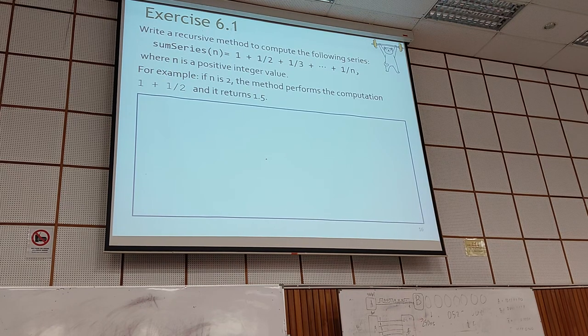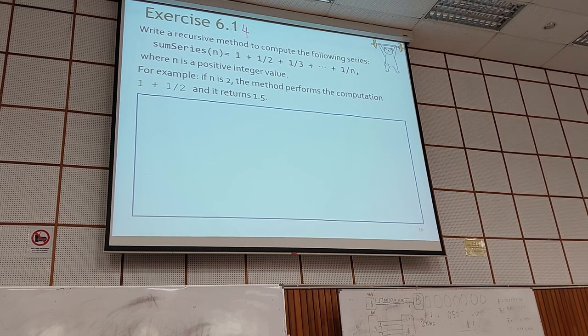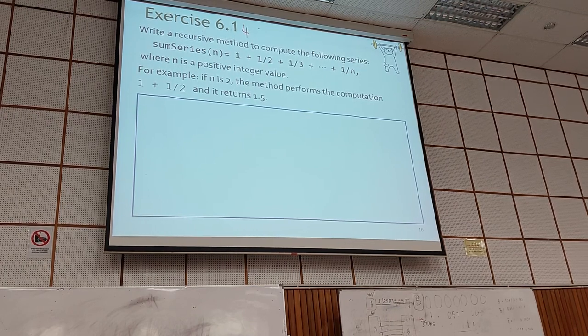Okay, how do you write a recursive method for this? Let's say I have n value as 4. Okay? N value of 4. So we have 1 plus 1 over 2 plus 1 over 3 plus 1 over 4. Okay, what is the answer?